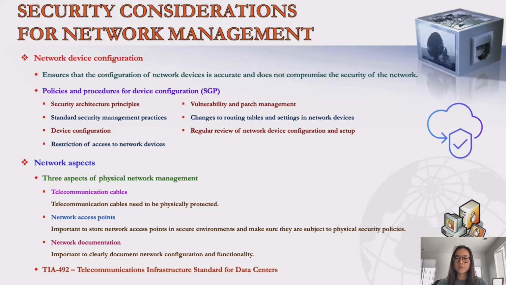For physical network management, organizations need to address three aspects. The first one is telecommunication cables. Telecommunication cables, both within a site and providing external access to a site, need to be physically protected. This includes using armored conduit, locking inspection and termination points, and avoiding routes through publicly accessible areas. The second aspect is network access points. It is important to store network access points in secure environments and make sure they are subject to physical security policies. The final aspect is network documentation. It is important to clearly document network configuration and its functionality.